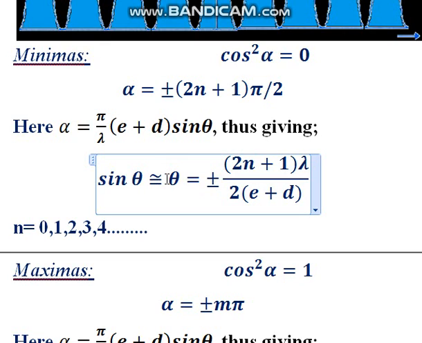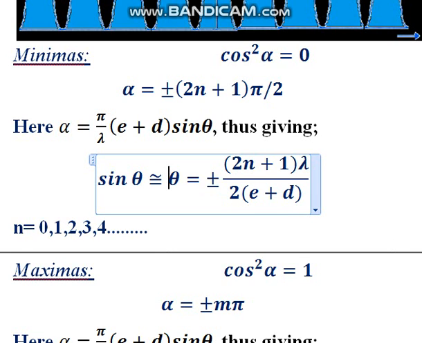The positions are in terms of angle, and the angle is measured from the middle point of the opaque region between the two slits S1 and S2.